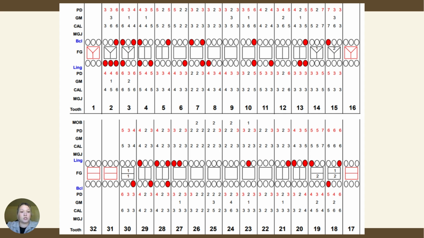Here's his periodontal chart to review. You can see he has many bleeding points, many deeper pockets, some furcations over here.